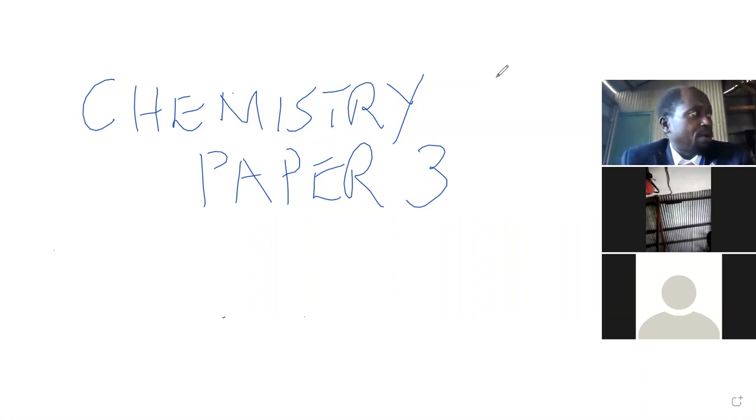The first paper, paper 1 and paper 2, each have 80 marks and each have their format. I'll just mention a brief about the two. Paper 1 normally has between 27 and 31 questions. Each question carries between 1 mark and 3 marks, but each marking point is either half a mark or 1 mark.